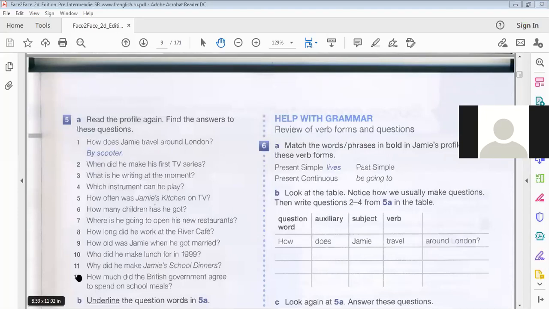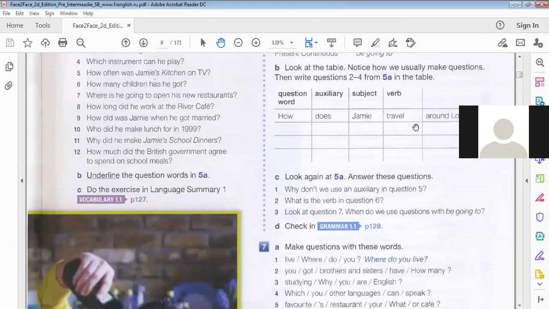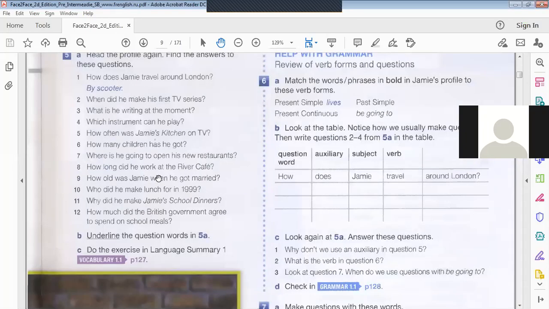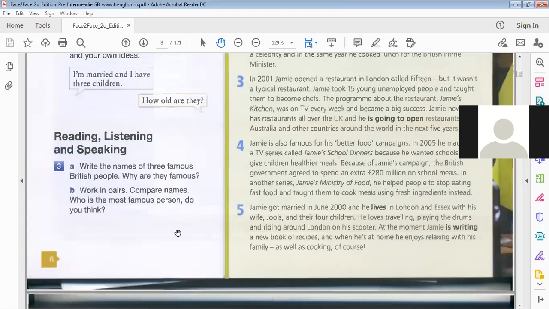And I think it's the last question here. How much extra did the British government agree to spend on school meals? 280 million pounds. Correct. Yeah, 280 million pounds. I mean, did they spend this all at once, or was it like an annual budget, or what do you think this was?